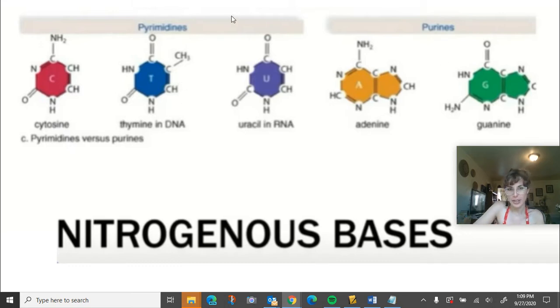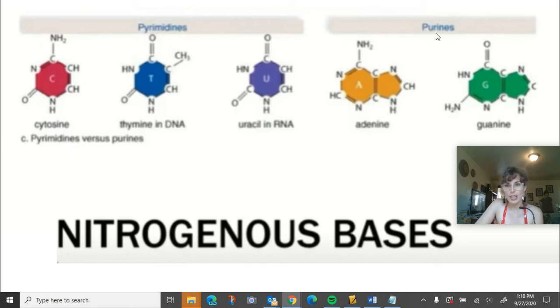There's 2 categories here. We have pyrimidines and purines. Okay, pyrimidines and purines. Now you can see there's a definite difference in their structure, right? In a pyrimidine, it's one carbon ring, okay, versus our purines have 2 carbon rings. And so a good way to remember this would be that poor primitive pyrimidines only have 1 ring.